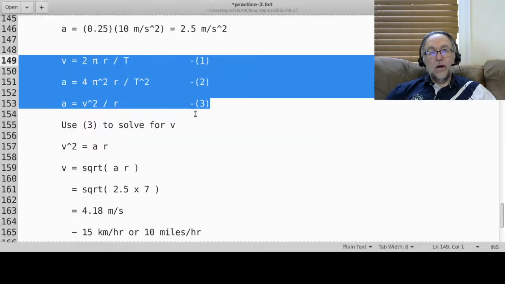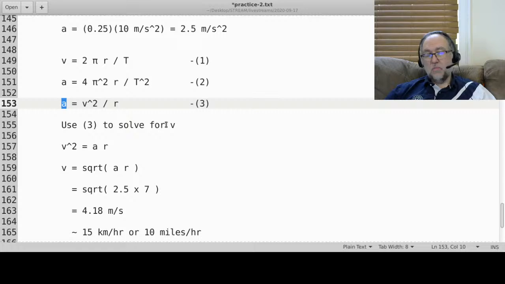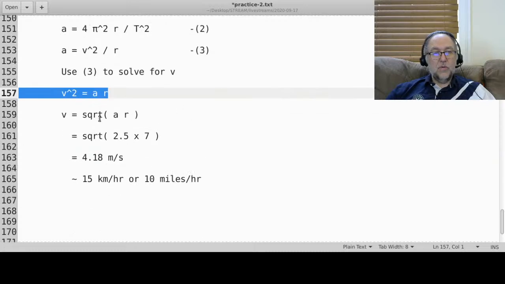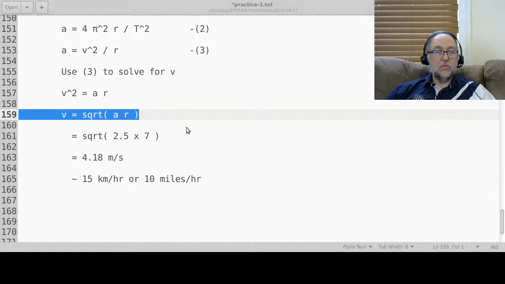Now you're not solving for a, so just because a is isolated here, that doesn't matter. V is the only unknown, so that's what you're solving for. So just rearrange it in terms of v, isolate v. Multiply both sides by r, and then take the square root of both sides, and you get v is equal to the square root of a times r.